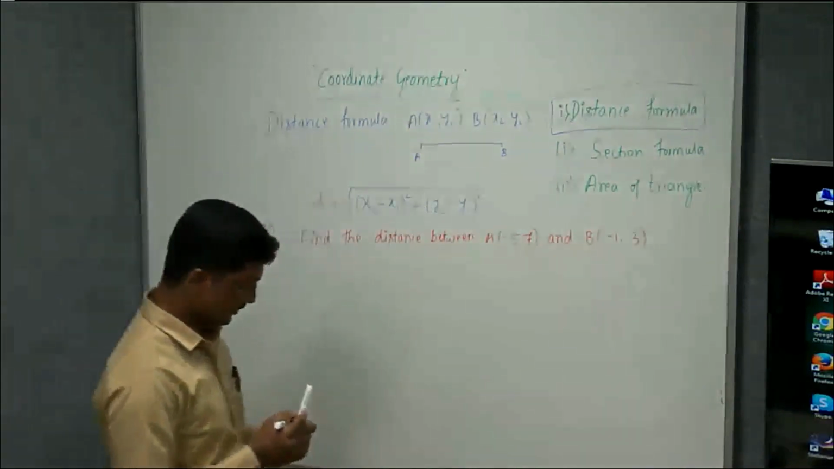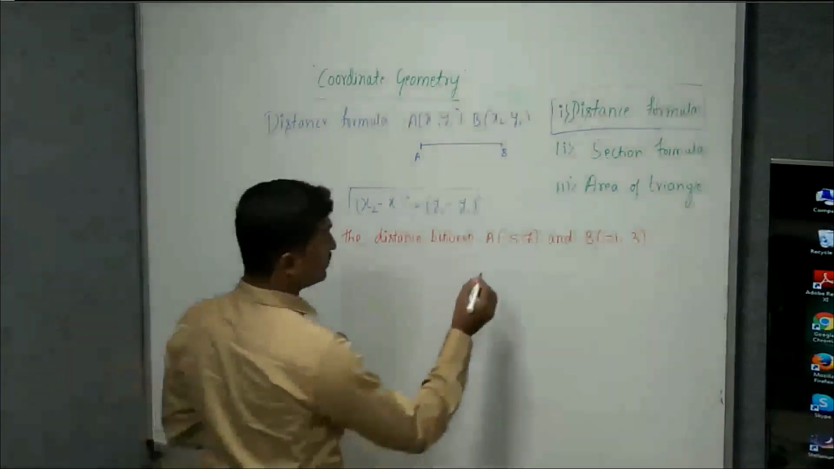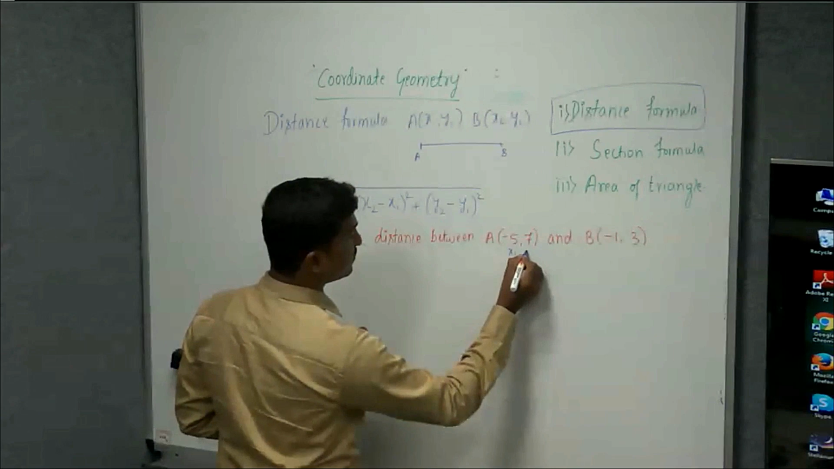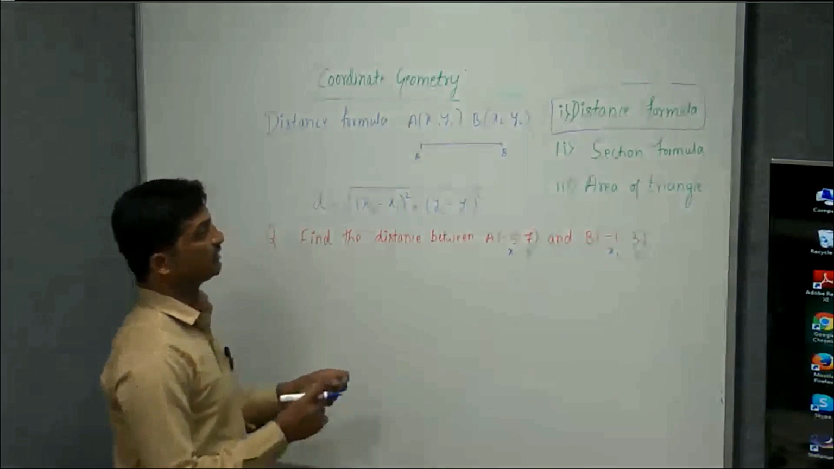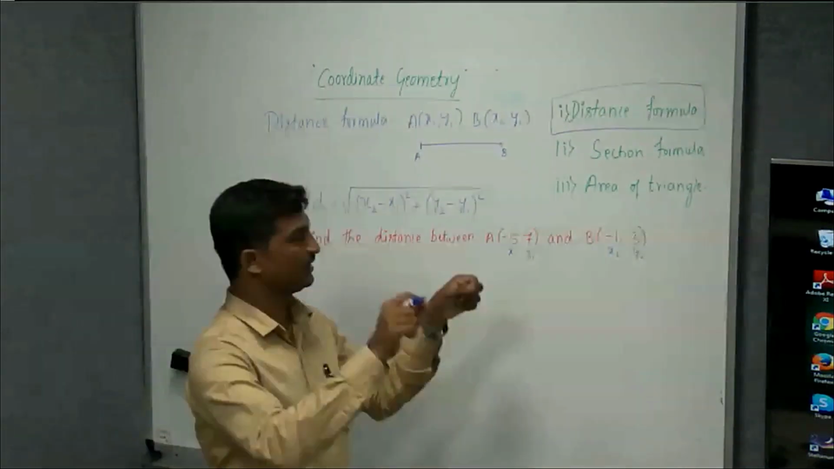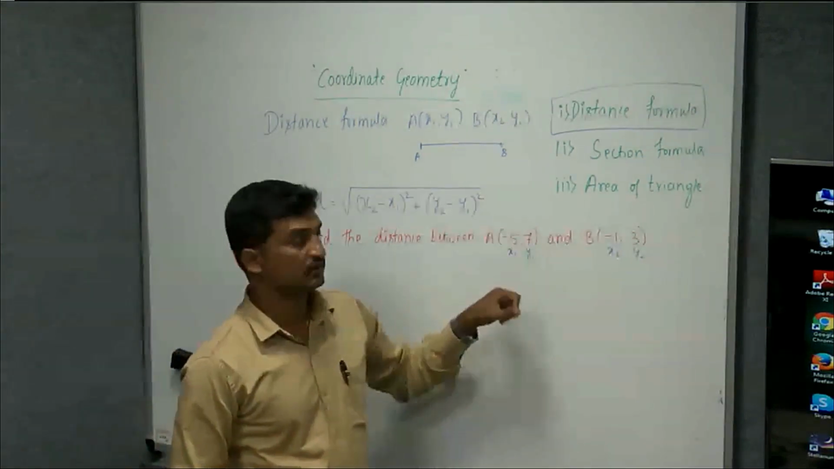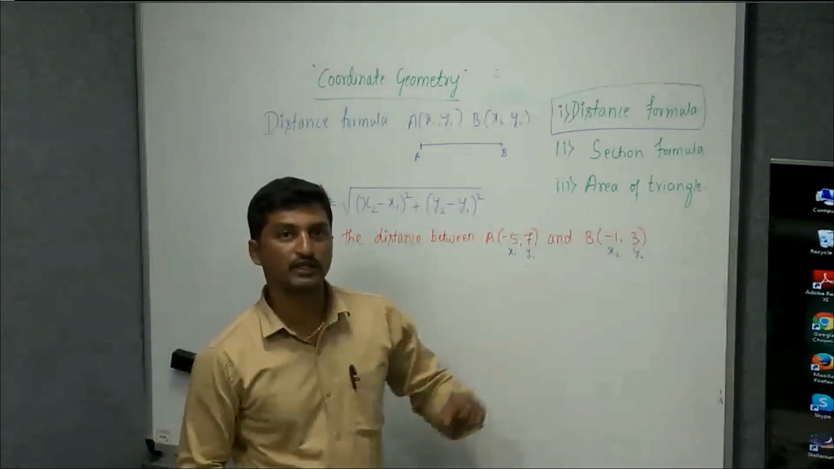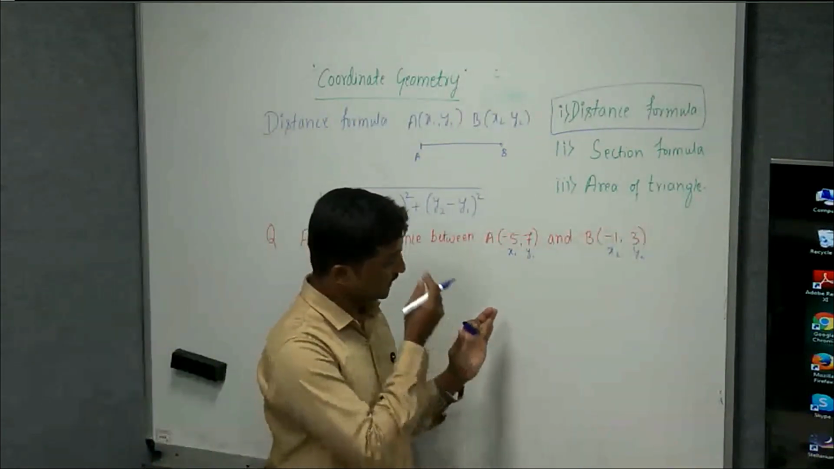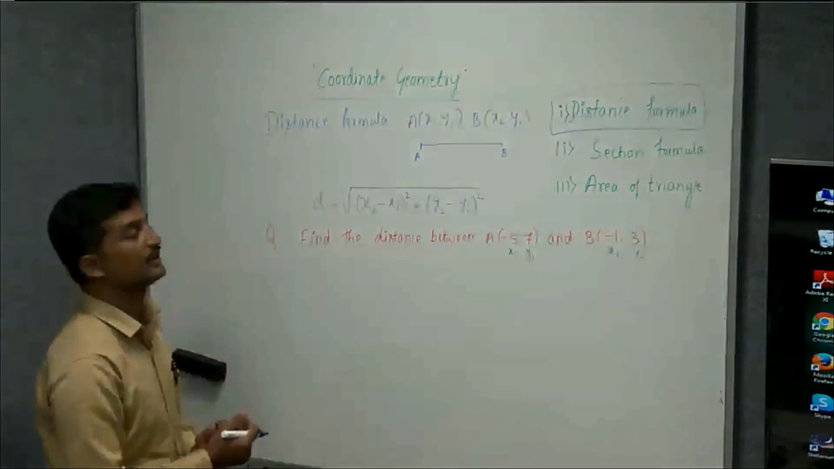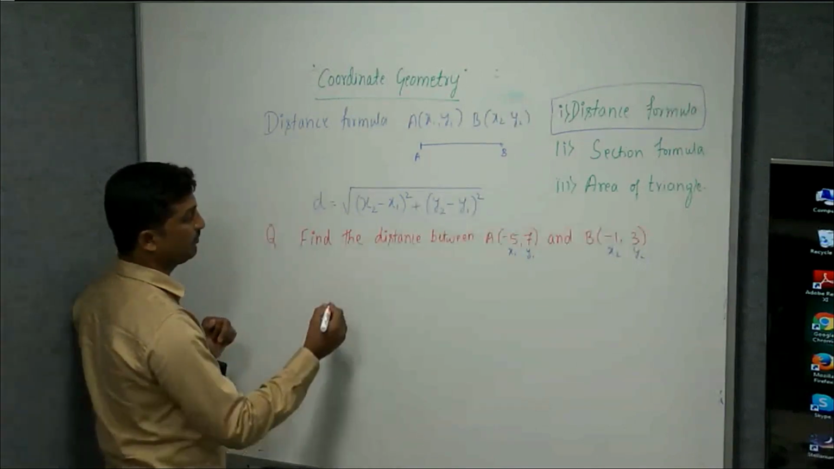So how to solve this one? Before solving, please represent this as x1, y1, x2, y2. Now, these A and B are the 2 points in a Cartesian coordinate system. The coordinates of A are minus 5 and 7 and the coordinates of B are minus 1 and 3. If you join these 2 points, you are going to get a line segment. So now we need to find out the distance of this line segment. Using this formula, we can find the distance between point A and B.